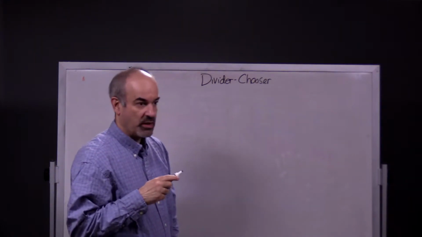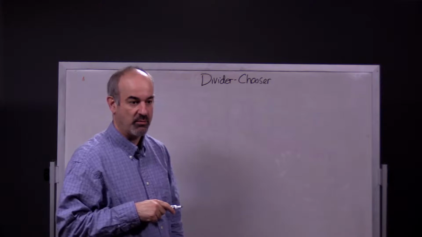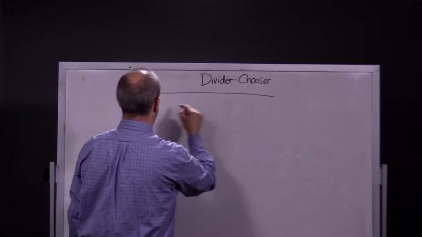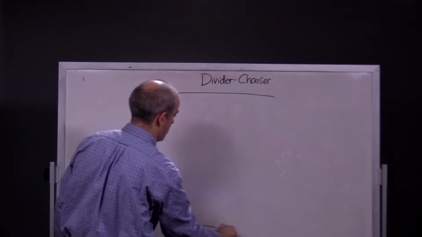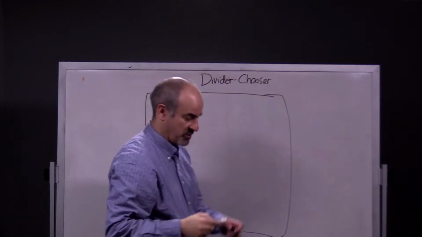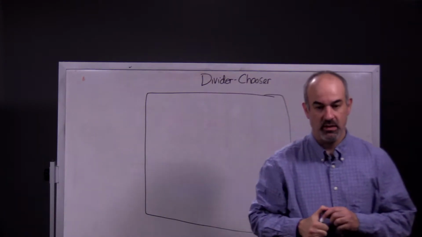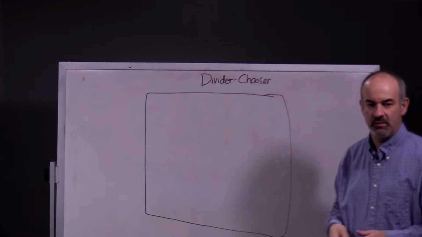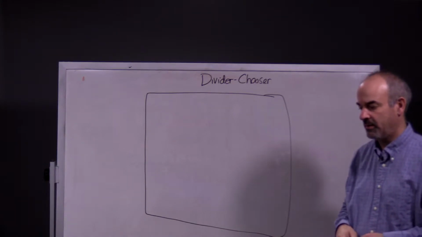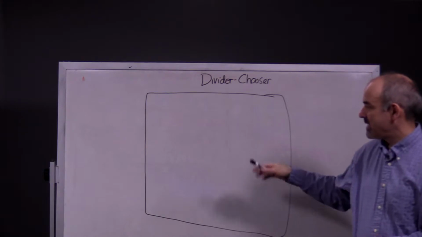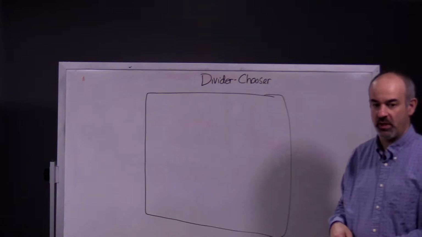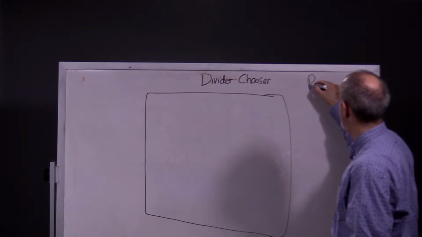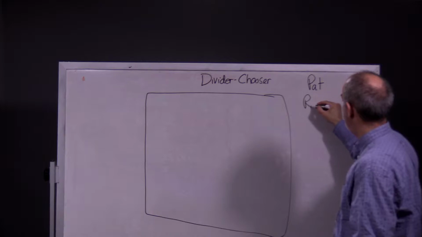Okay, so in this video we're going to talk about the divider chooser method. This is back from chapter 3. I just wanted to make a video even though we already talked about this in class. So this method is used to split up something like a cake or a piece of land. In my example, we're going to split up a piece of land. And there are two people, Pat and Robin.